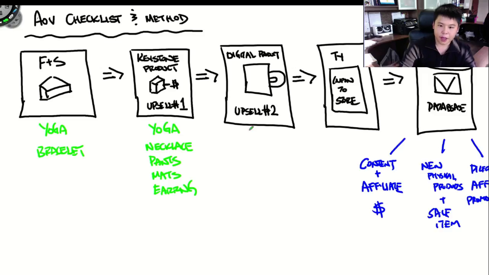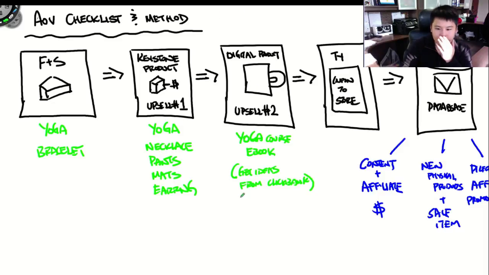You can actually then sell a yoga course, or ebook. Okay, and you basically get ideas from ClickBank. All right, again, with this, you're eliminating cost of goods sold. Right? Now, once you're going back into this area, you could basically do a store-wide.